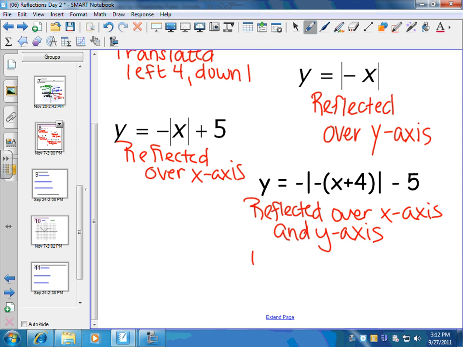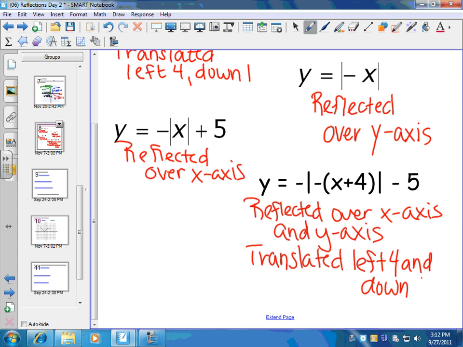And this one was also translated. Oh, did I miss a translation on the last one? I did. We'll have to come back to that. Sorry about that. This one's translated left 4 and down 5. I notice here, do you see how the negative is applied to this whole thing inside the parentheses? So they're kind of following that rule right there too. I forgot a translation on this one. I apologize about that. It was translated up 5 as well as being reflected. Okay.